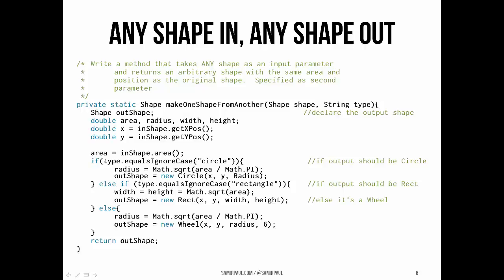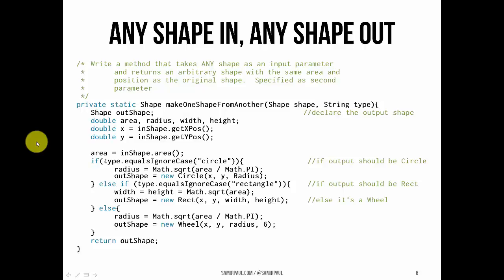So this method actually takes two input parameters. The first one is a shape itself, and the second tells us what kind of shape we want to return. For instance, circle, rectangle, or wheel. We can see the way this works. We start by declaring a shape variable, which will ultimately point at the output shape. We also declare a bunch of variables: area, radius, width, and height. Not sure which ones we're going to need right now.